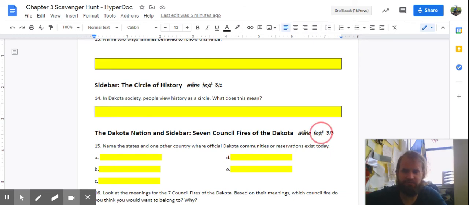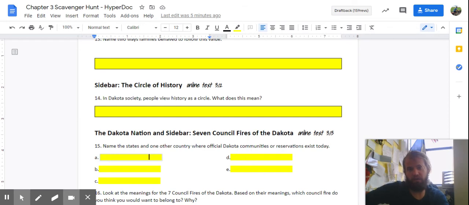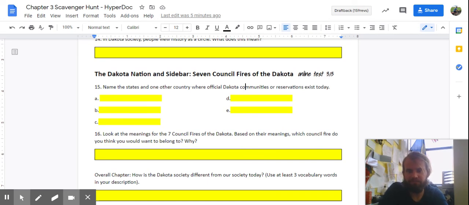Once again, online textbook tells us where it is. And I would like to know the states and another country where we have official Dakota communities and reservations. Dakota are living in many locations, and there are official and unofficial locations. Some people are still living in reservations or official communities, and we're going for the 5 of them where they are.